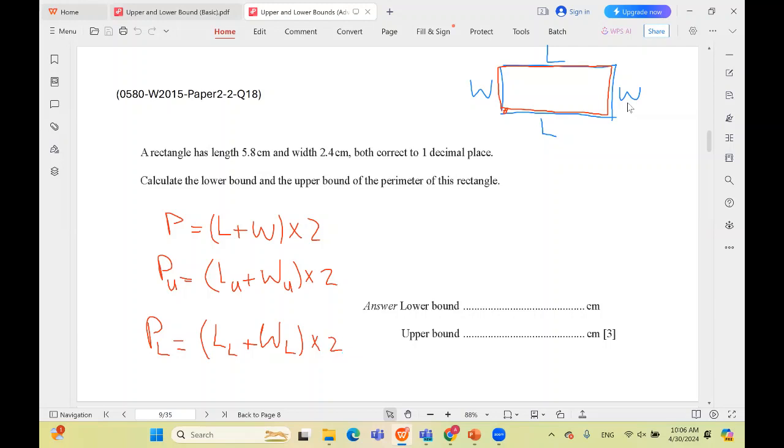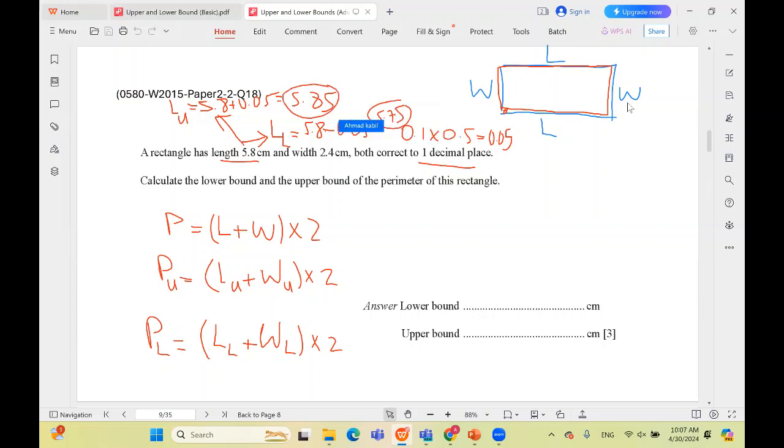So the length here is 5.8, correct to 1 decimal place. So 1 decimal place is 0.1. We multiply that by half. We get 0.05. So we're adding and subtracting 0.05 here. So the upper bound for L will be 5.8 plus 0.05, which gives us 5.85. And the lower bound, let me just redirect the arrow. The lower bound here will be 5.8 minus 0.05, and this gives us 5.75.